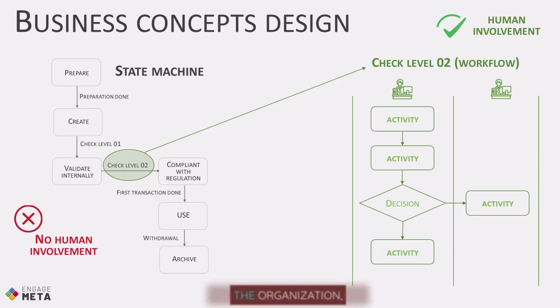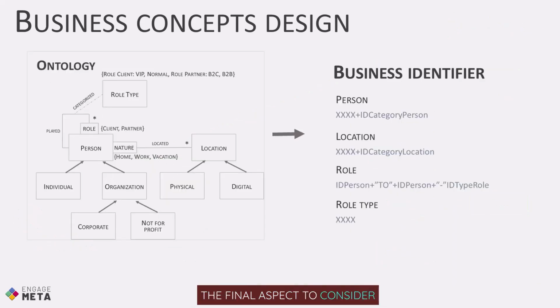This means you can adapt the organization, potentially leveraging AI, without risking the integrity of the core system governing the life cycles of your business concept. The final aspect to consider in semantic modeling is the creation of identifiers for business concept. These identifiers serve two primary purposes.